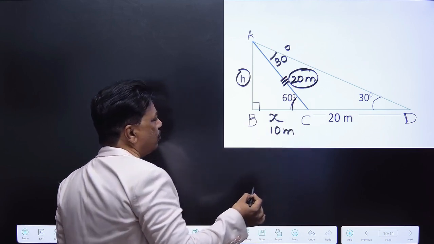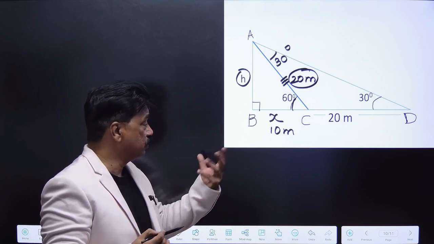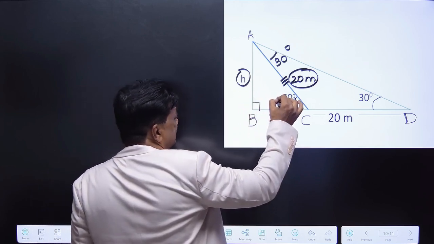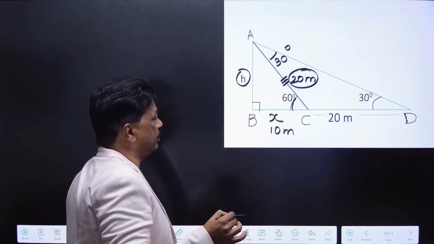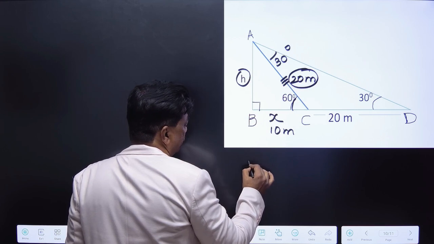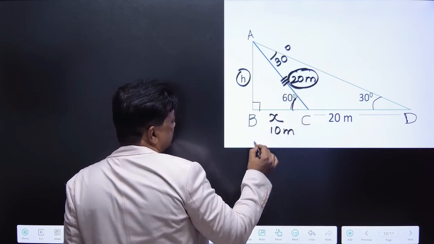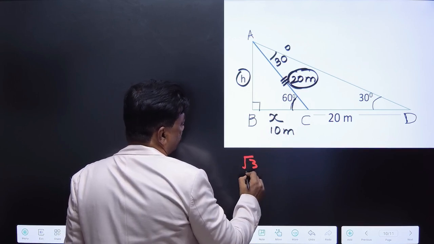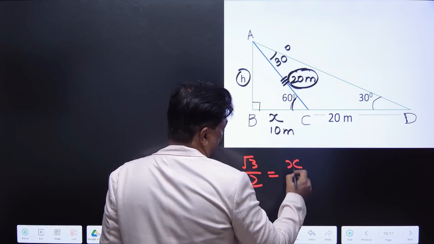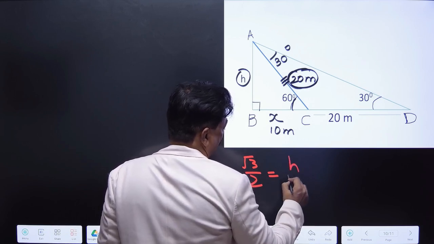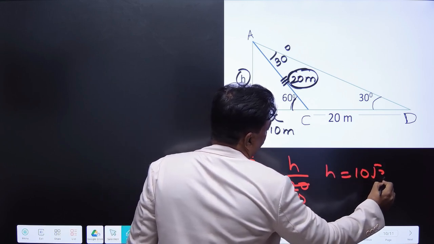All right, or you work out cos 60 is equal to x by 20. So cos 60 value is 1 by 2, so you get this 10, and then you apply sine 60. So root 3 by 2 is equal to h by 20. This is 20, isn't it? So sine 60, root 3 by 2, is equal to h by 20. So h is equal to 10 root 3 meters.